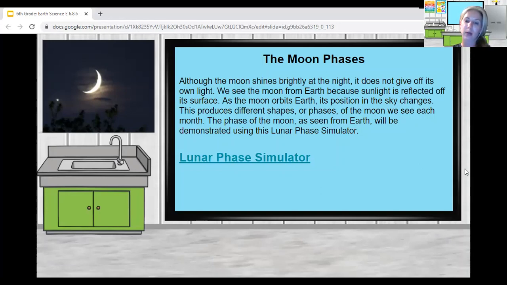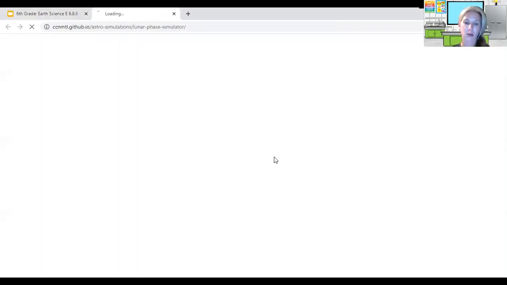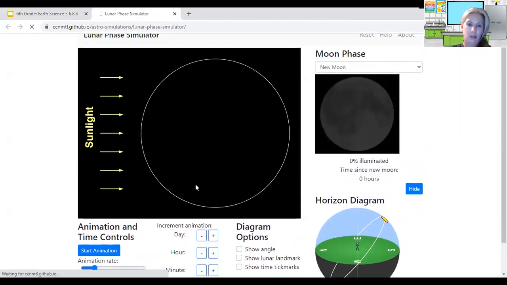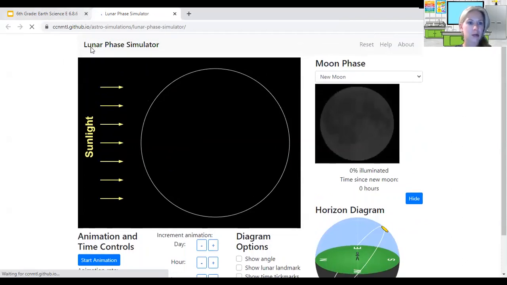The phase of the moon, as seen from Earth, will be demonstrated using a lunar phase simulator. So let's check out the simulator. So right here is our sunlight, and this is going to be our moon phases. So I don't know why I don't have my Earth on here. Oh, it's still loading. That's fine. What we're going to see in just a minute is the Earth should pop up.